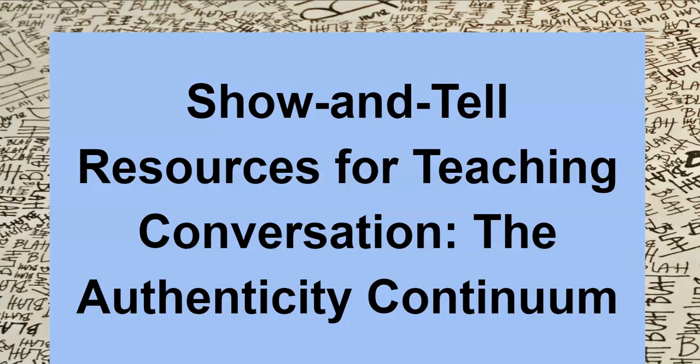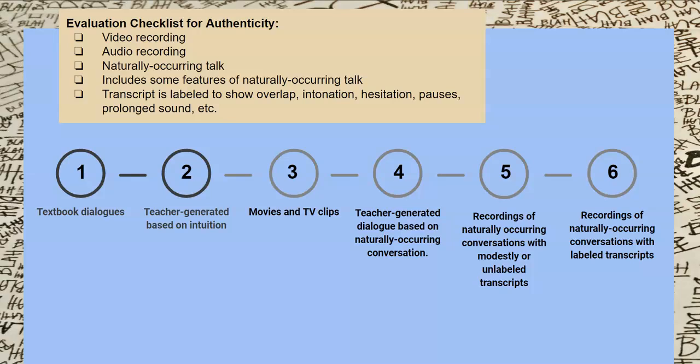One way to think about this is with something I call the authenticity continuum. The left side of the continuum shows resources that are deemed less authentic, while the right side moves toward more authentic. The checklist at the top of the screen shows how materials are measured for being able to showcase naturally occurring conversation. Having both a video and an audio recording allows students to see nonverbal communication as well as hear intonation, rate of speech, trail-offs, and other metalinguistic features that add meaning to the talk. Conversation whose transcripts have been labeled to show those same features provide another type of visual representation of spoken communication.